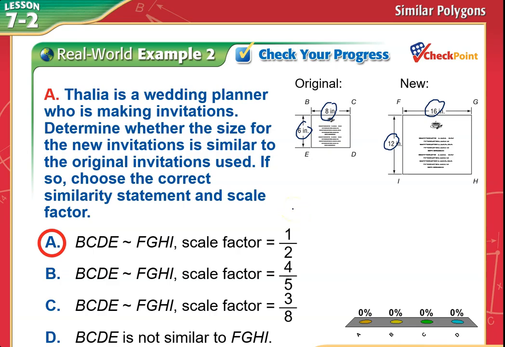From the original to the new, the scale factor would be 2. So if you're going from original to new, which I think is what you should have, we said the scale factor is 2. If we're saying we're going from the new back to the original, then the scale factor would be 1/2.